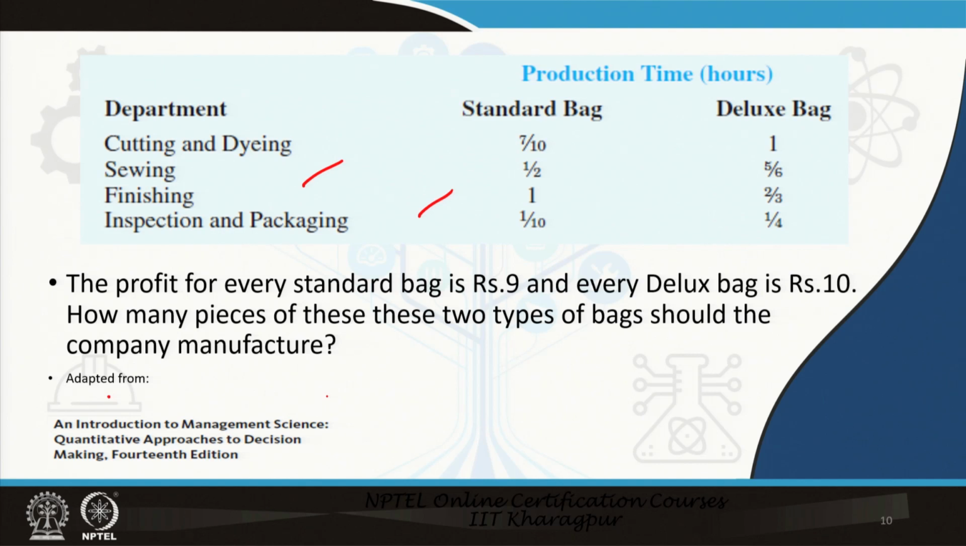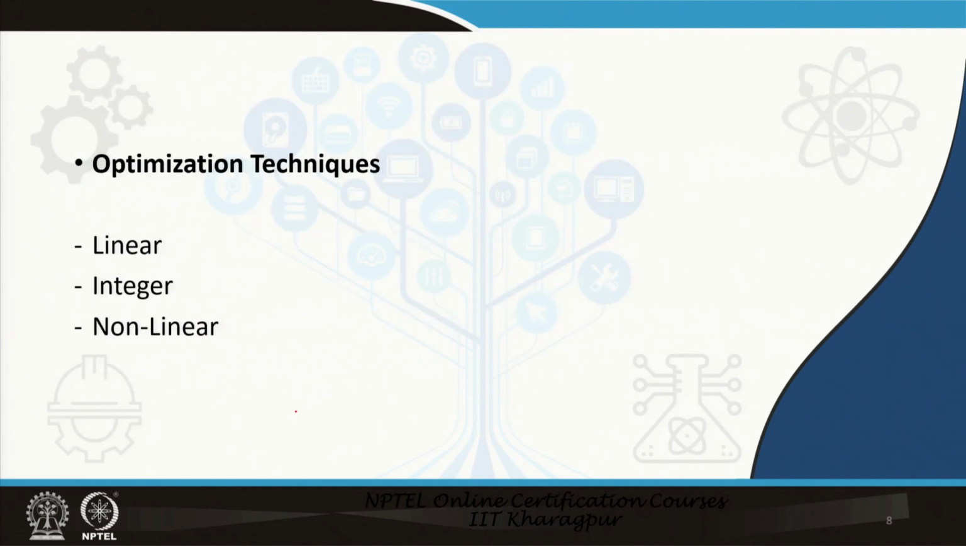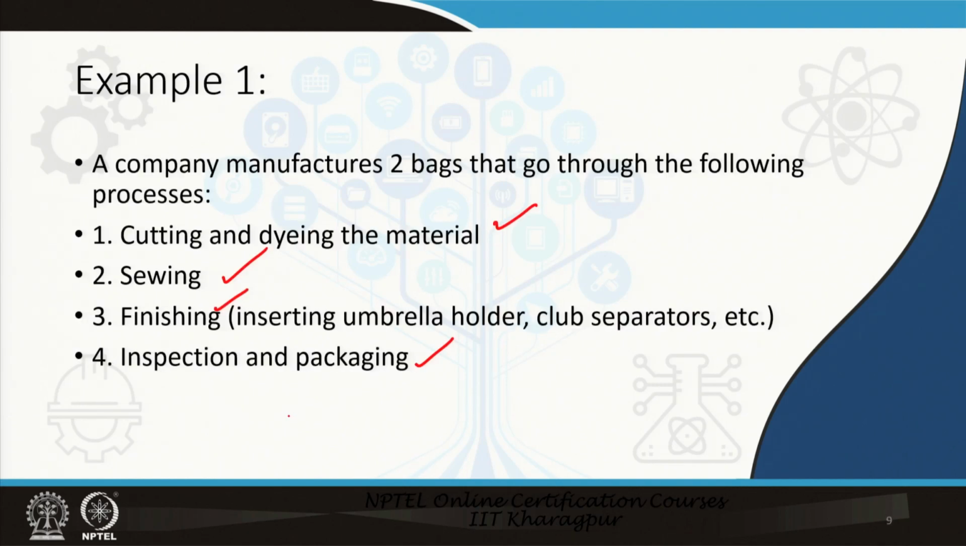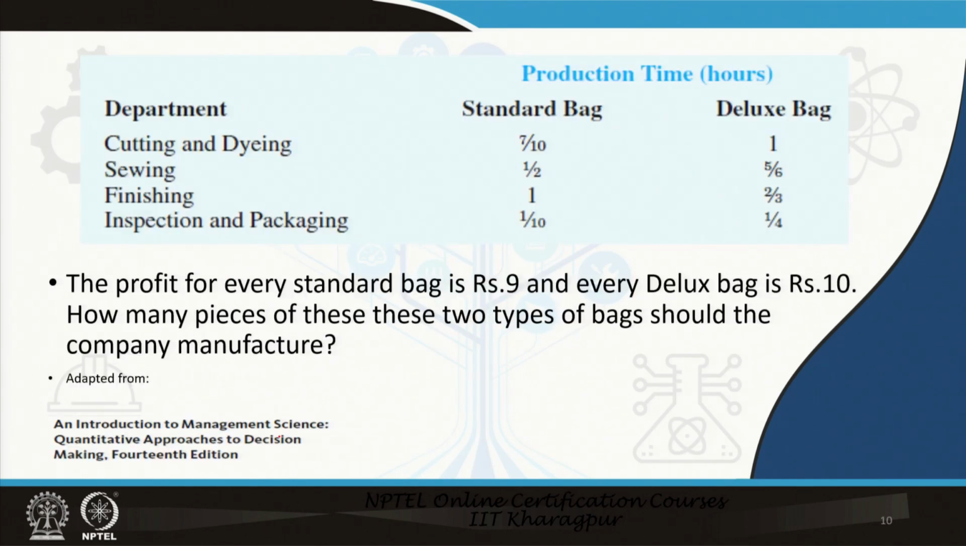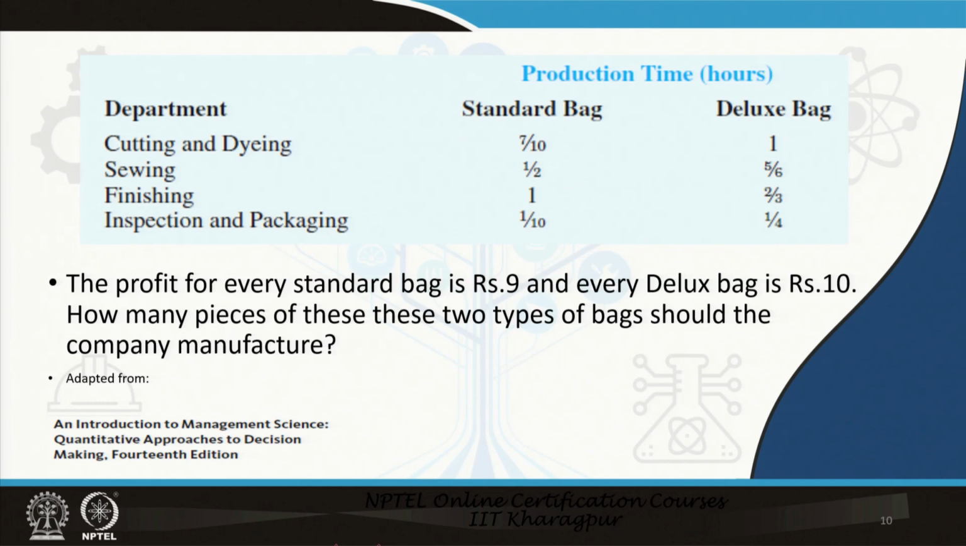Okay. So, this is the first one that we are dealing with. Optimization techniques, linear. What did we say? We said the company manufactures two types of bags. Each bag goes through these 4 processes. These are the 4 processes. This is the time taken. Profit is this, this and this. Okay. Now, let us go by it. So, profit is 9 and 10.